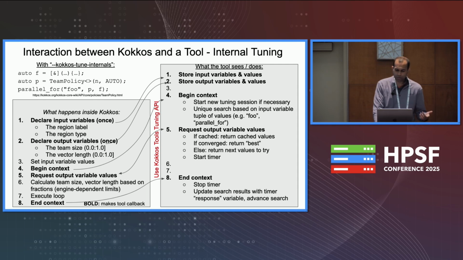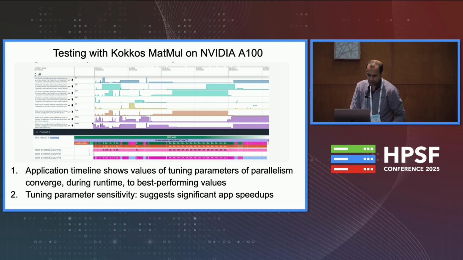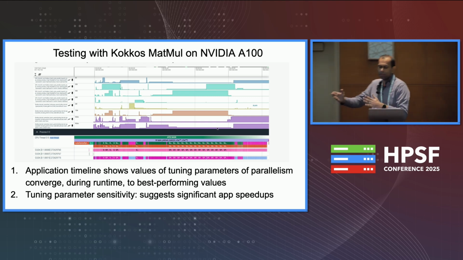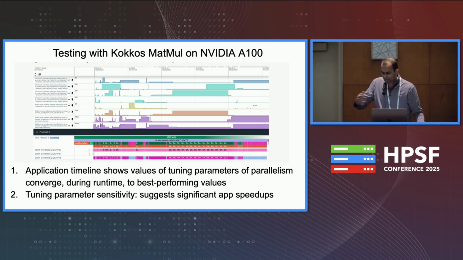So for this, you need the Kokkos Tools Tuning API, which is a complement in Kokkos Tools. Here's an example for a matrix multiply on an A100. All I want to show here is that through this, you can see at the bottom, these three here, vector length and team size, converging after a certain point, and so that shows the ability for this tuning to work, and it works well. So this is really a test, and through this, it suggests significant application speedups.